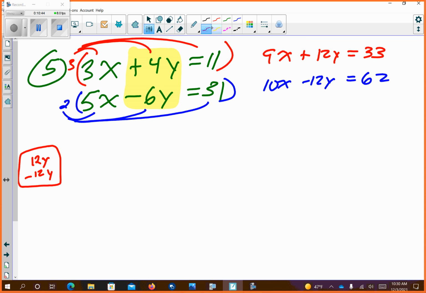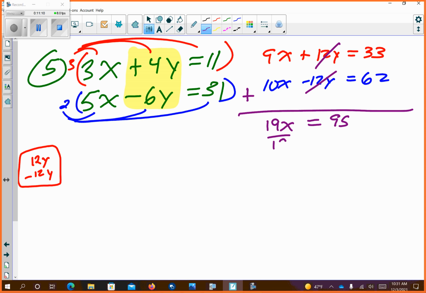Okay, so this one had a little extra work to it because I had to multiply both equations. I had to figure out first what I was going to get rid of, how was I going to get rid of it, and now we should be able to do it. So let's see, 9x added to 10x is 19x. 12y added to negative 12y cancels. And then 33 added to 62, is that 95? And I think, if I do my math right, 95 over 19 is 5.